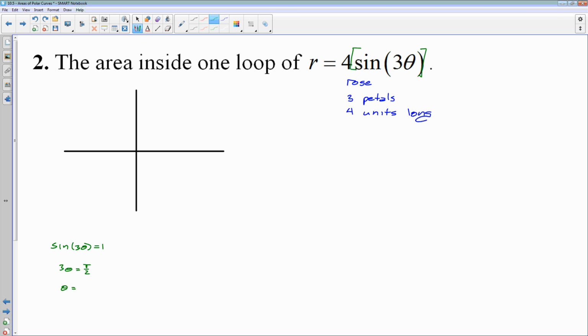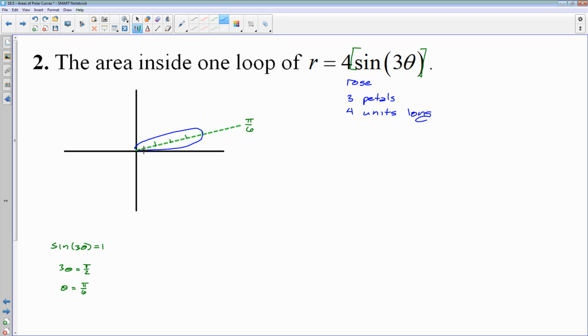So if I solve that, we get an angle theta of pi over 6. If I plug in pi over 6 for theta, that's going to tell me when my petal is its absolute longest. So in the pi over 6 direction, right about there, is when my petal reaches a length of 4. So I'll go out 1, 2, 3, 4. And the first petal of this graph is going to do something like that. And that's really all I need to graph because I asked for one loop.